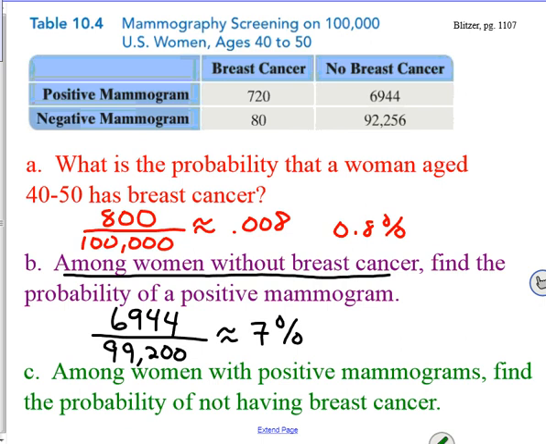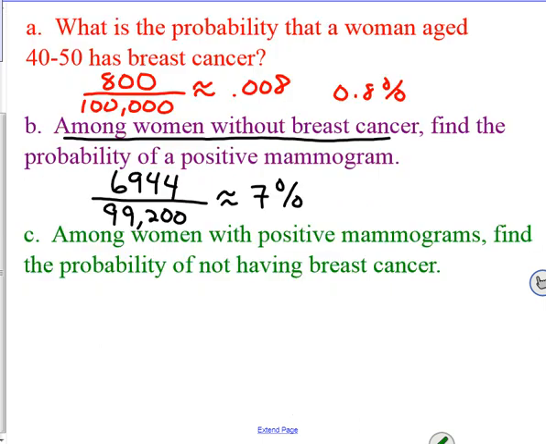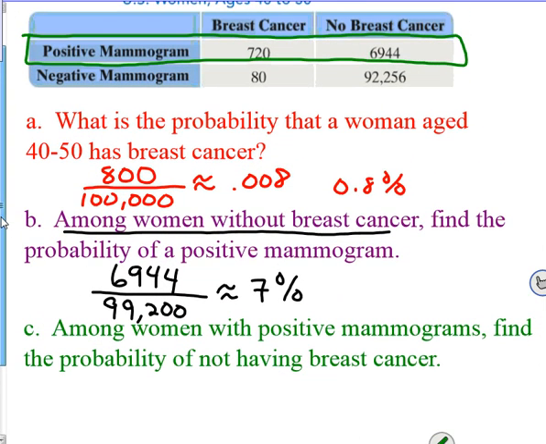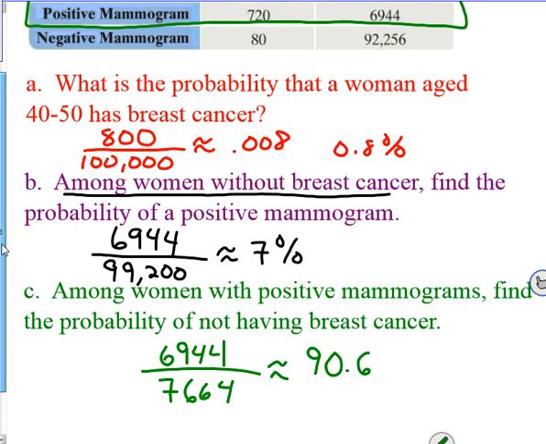And if you're back, women with positive mammograms. I'm looking this time not in a column, but in a row. Among the women with positive mammograms, find the probability of not having breast cancer. So not having breast cancer is my top, and that's 6944. But this time it's over the total of that row, and that row has a total of 7664. And we end up with 90.6%.